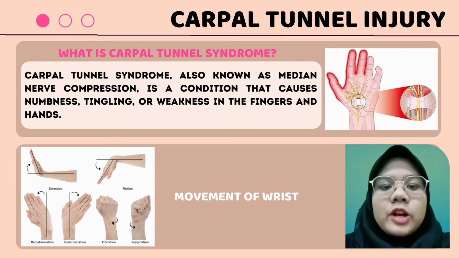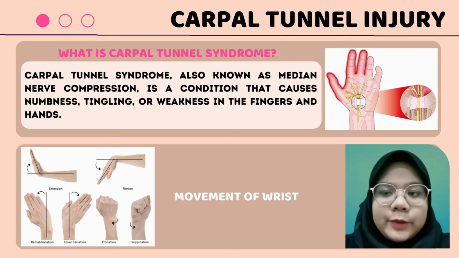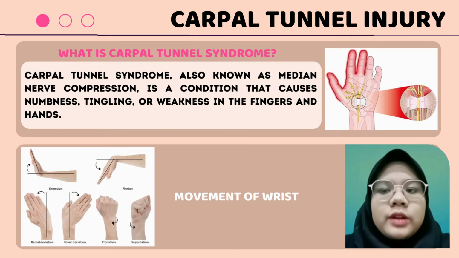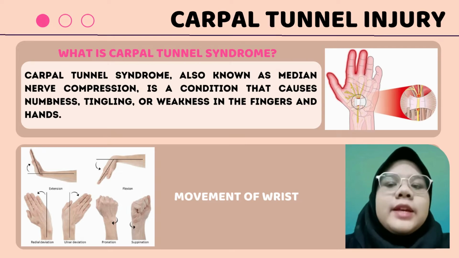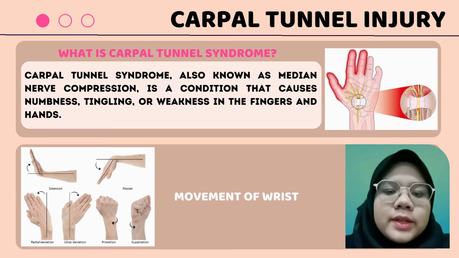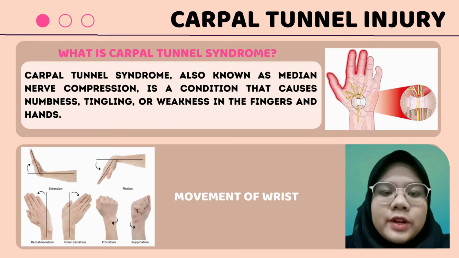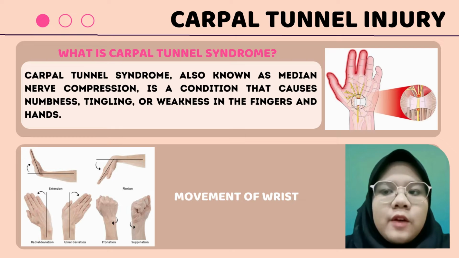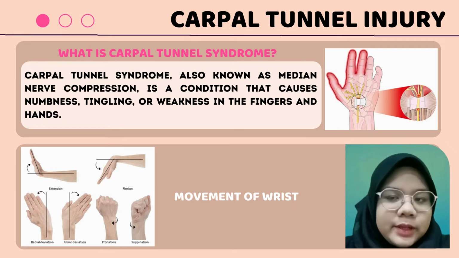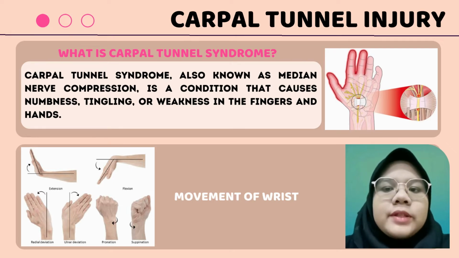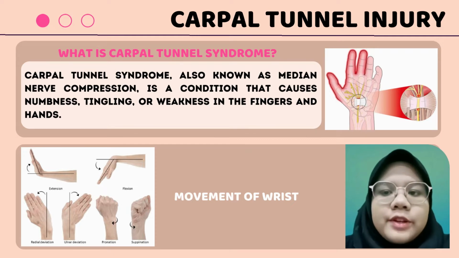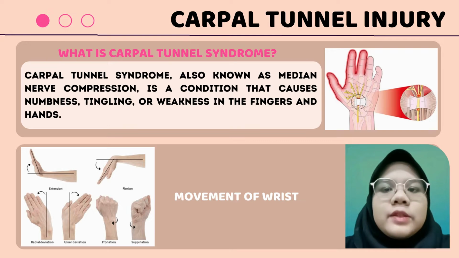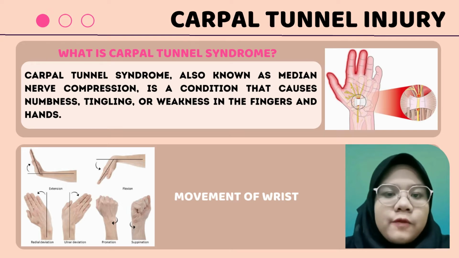Next, I will explain about carpal tunnel injury or carpal tunnel syndrome. Carpal tunnel syndrome, also known as median nerve compression, is a condition that causes numbness, tingling, or weakness in the fingers and hand. It occurs as a result of pressure on your median nerve, which runs the length of your arm, passes through the carpal tunnel in your wrist, and terminates in your hand. The median nerve regulates the movement and sensation of your thumb, as well as the movement of all your fingers except your pinky.